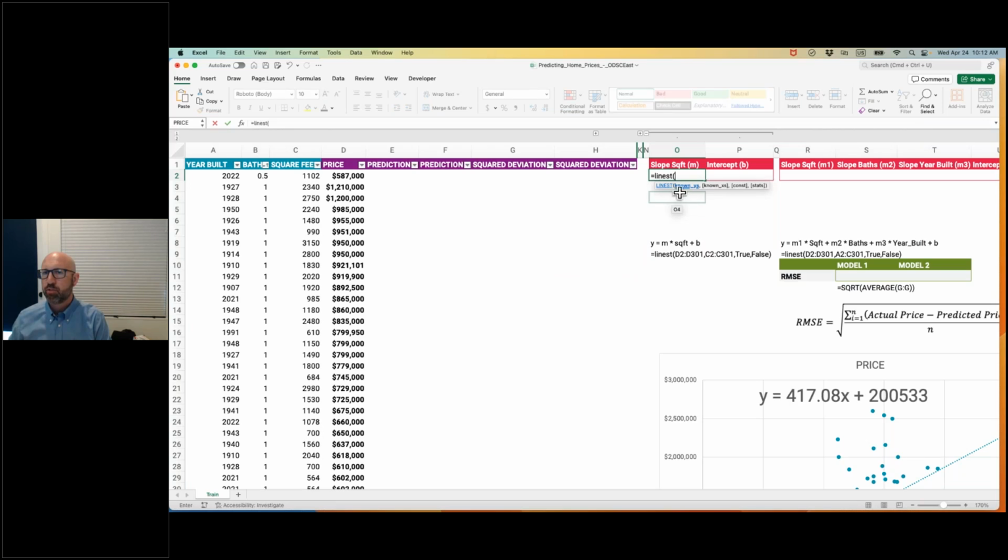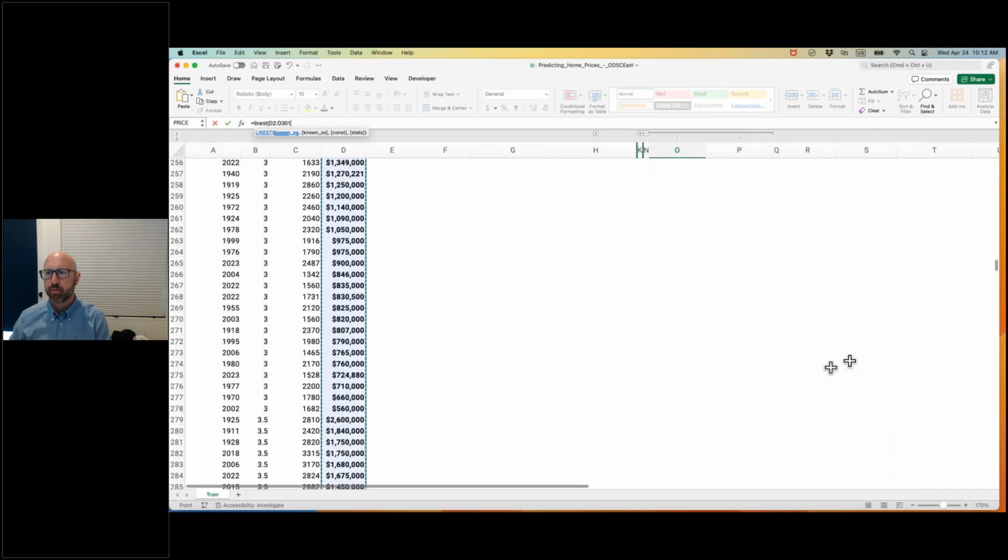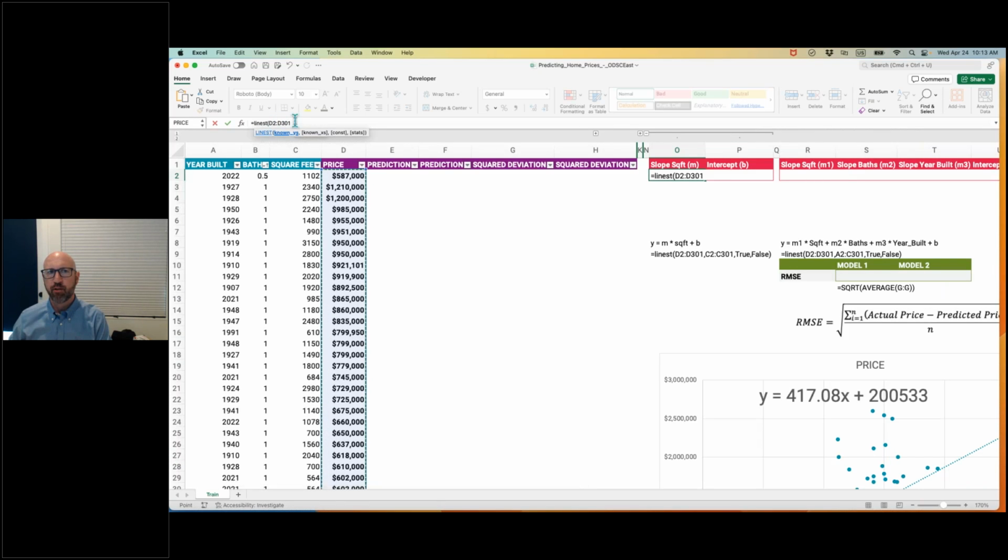I'm going to type in parentheses. It asks me to put the known values in y's, the known values in x's, and then it has two parameters, a constant and stats. My known values in y is my price. So I'm going to select my whole price starting from cell D2. I'm going to go all the way down and select this whole data. So I'm going to go back up. Notice it goes from D2 to D301.